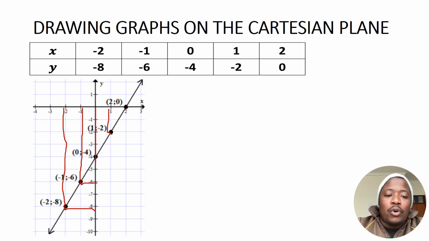So this is how you plot the points on the Cartesian plane. Then after you plot the points on the Cartesian plane, you simply take a ruler and then you draw a line on those points to show that those points are collinear, or rather they are forming a straight line.